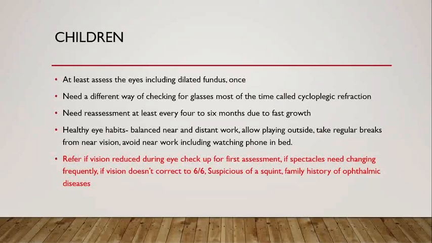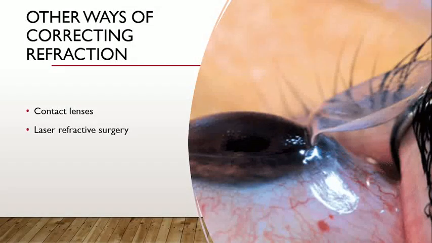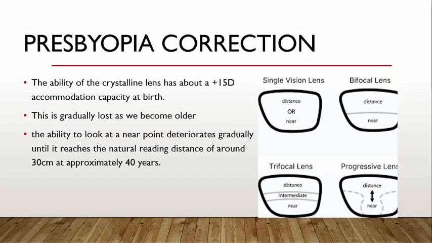If the child changes spectacles very frequently, there might be something else as well. So you can give glasses, contact lenses, or laser refractive surgery, which is called LASIK, which you do when the eye's refraction does not change. After a certain age, like 21 or 22, you have to wait for LASIK surgery.